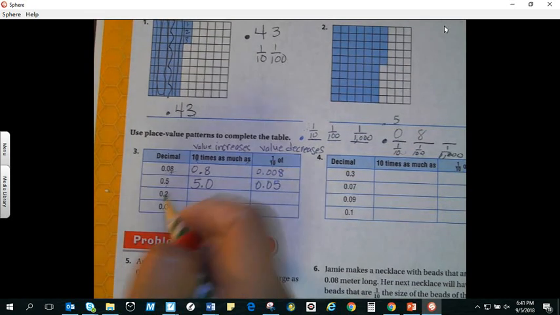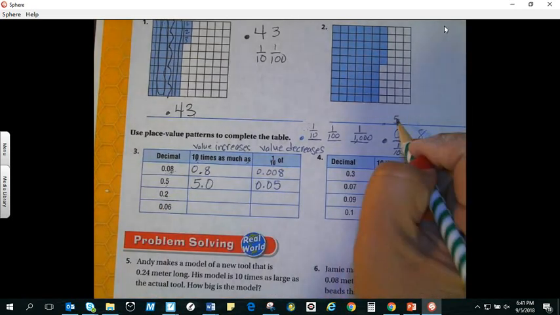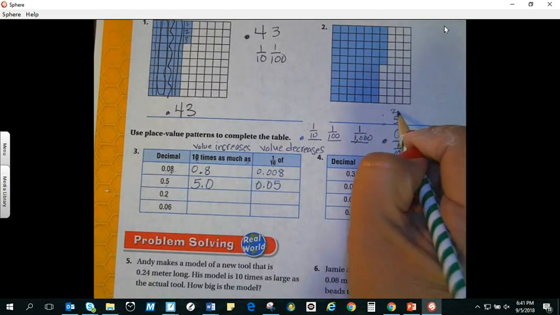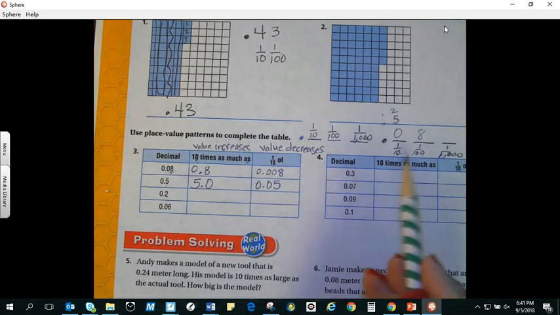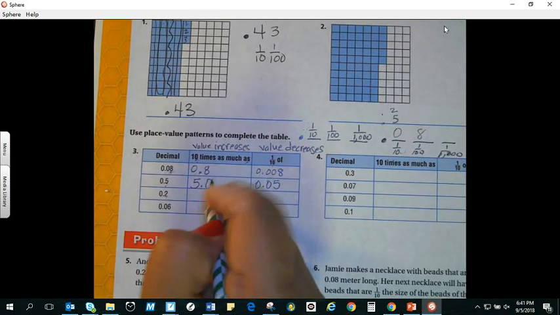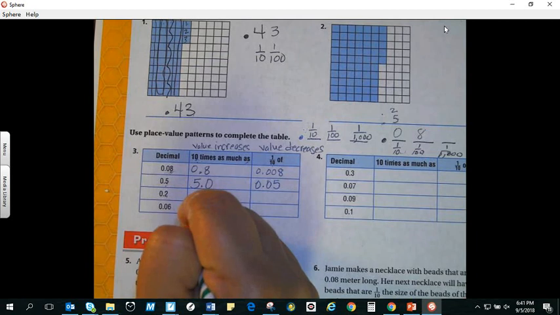Okay, so we have 2/10, and we said 2/10 in order to get larger. It's my 2/10. I'm going to move my decimal over to the left, which makes it now 2 wholes.